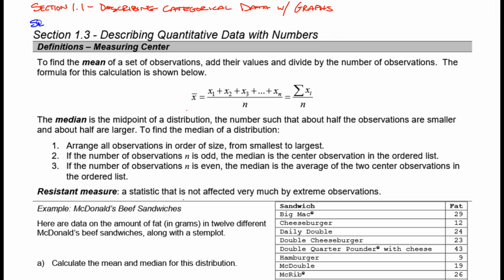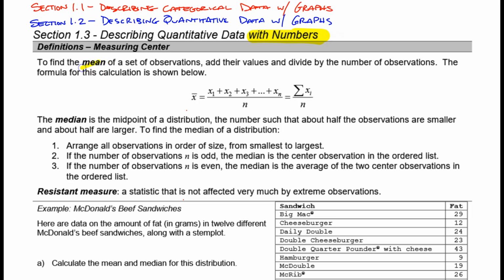And then in section 1.2, we switched our discussion to quantitative data, and we were still talking about graphs. That's where we learned about the dot plot, the stem plot, and the histogram. Today, we're going to continue talking about quantitative data, but we're going to be describing distributions with numbers. And in fact, we'll even introduce another type of graph that has to do with those descriptive numbers of a quantitative distribution.